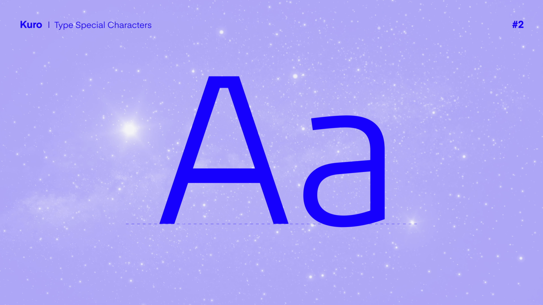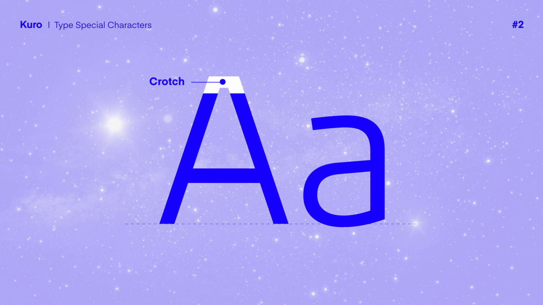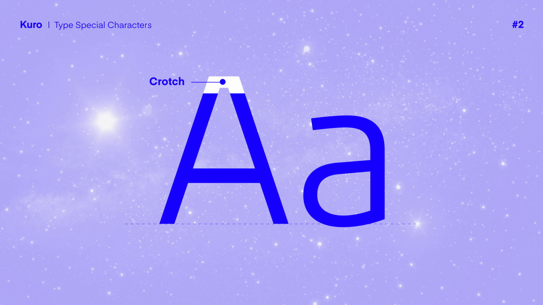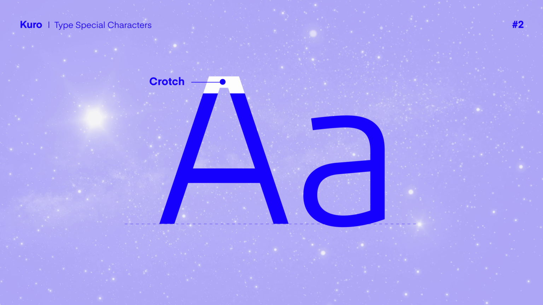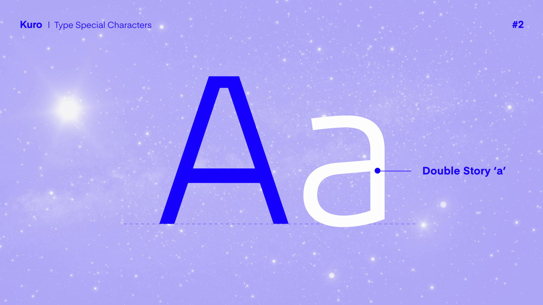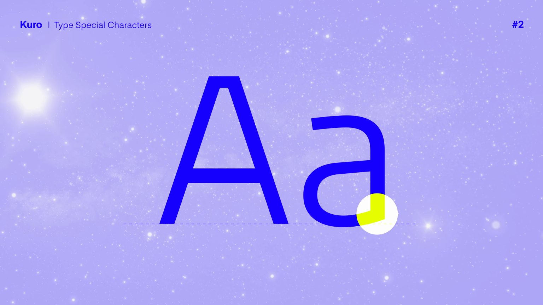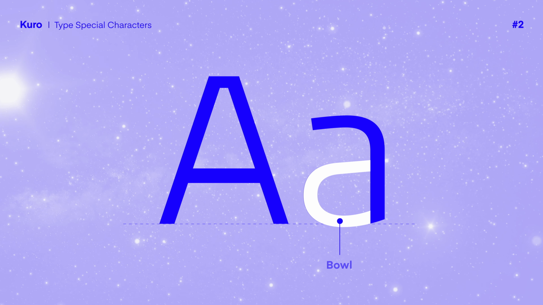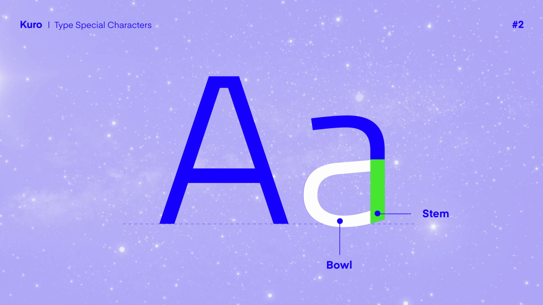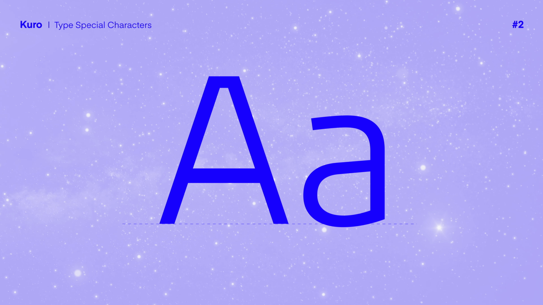Taking a closer look at the typeface characteristics, for the letter A in uppercase, we have a subtle detail in the crotch, where here we have more of a bridge rather than a typical point or flat point. In lowercase, we can see the typeface utilizes a double story A, and here the A is missing a spur, where the bowl connects directly to the stem.